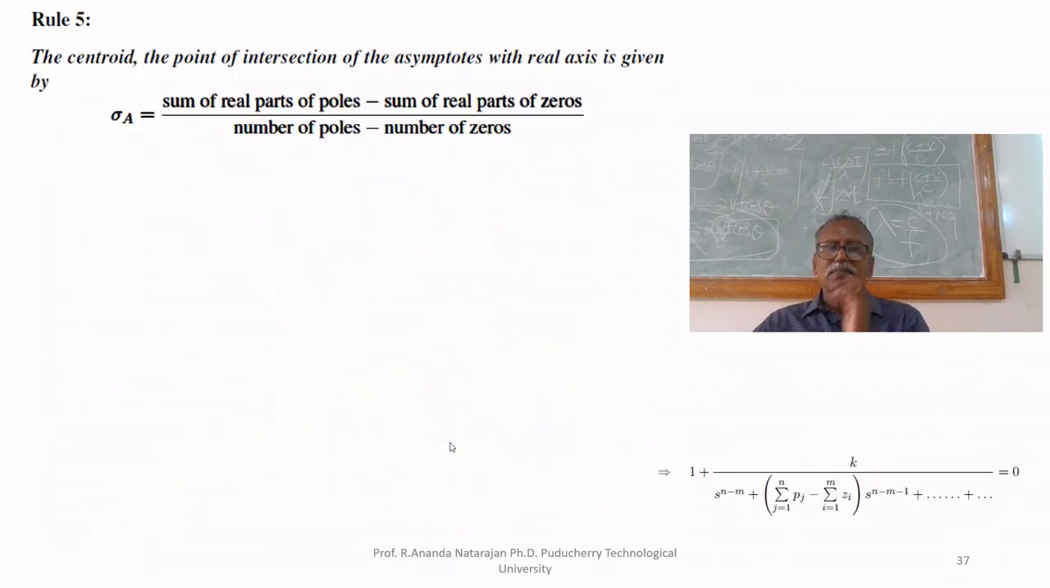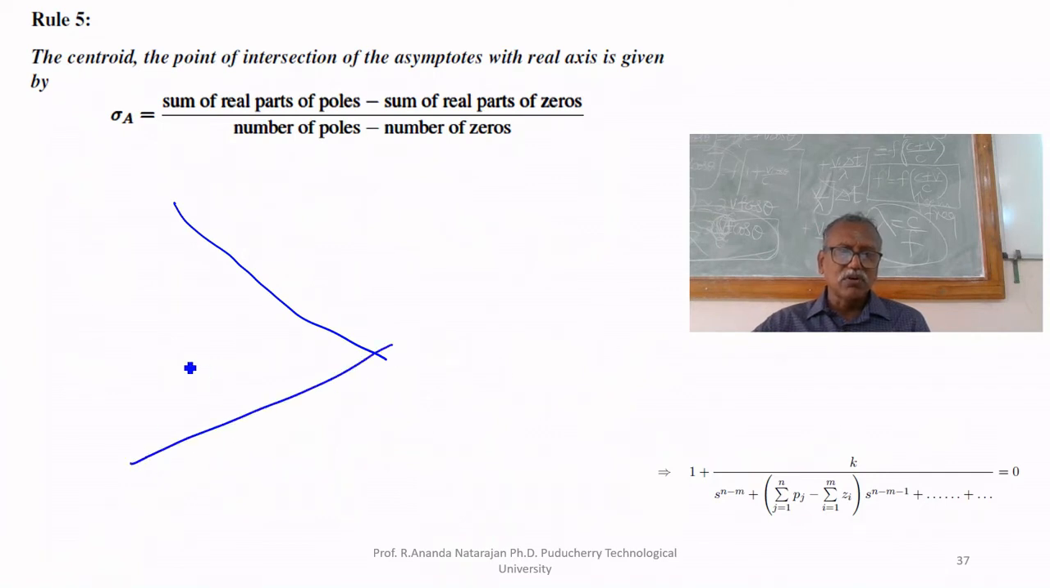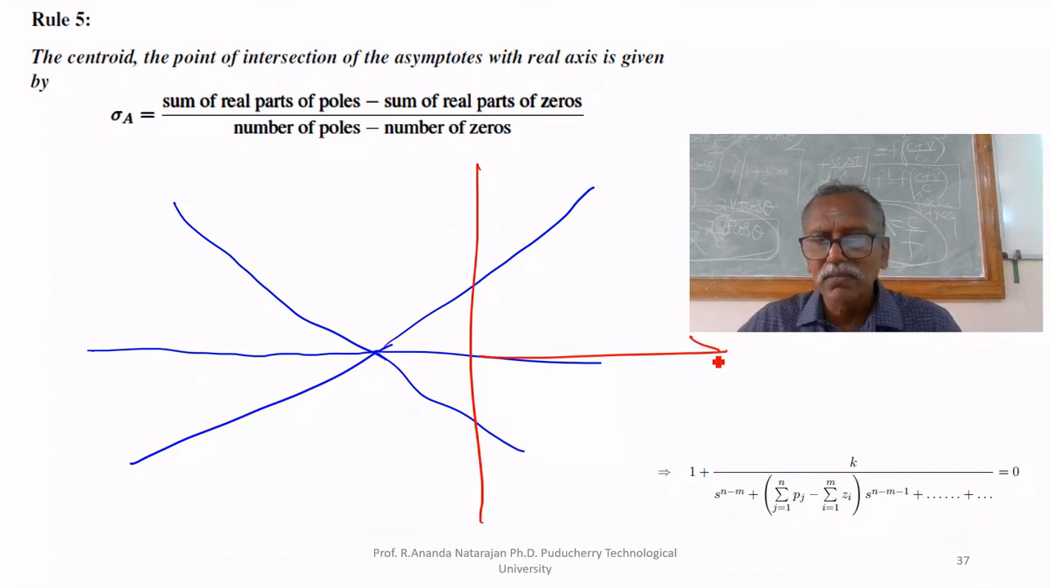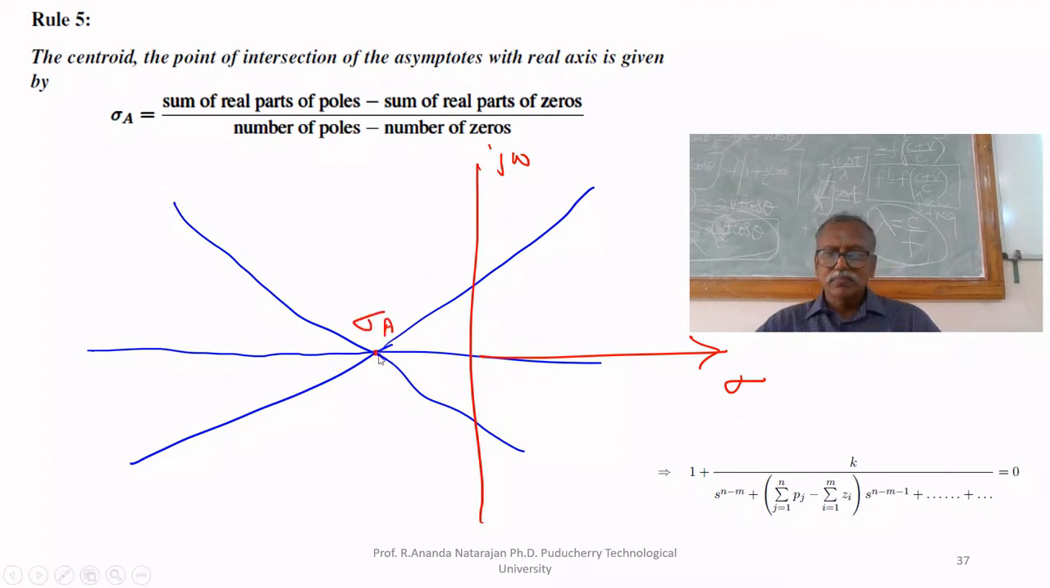These asymptotes meet at sigma A. This is one asymptote, this is another asymptote, this is the third asymptote, this is the fourth asymptote, this is the fifth asymptote. All will meet at a point called sigma A.